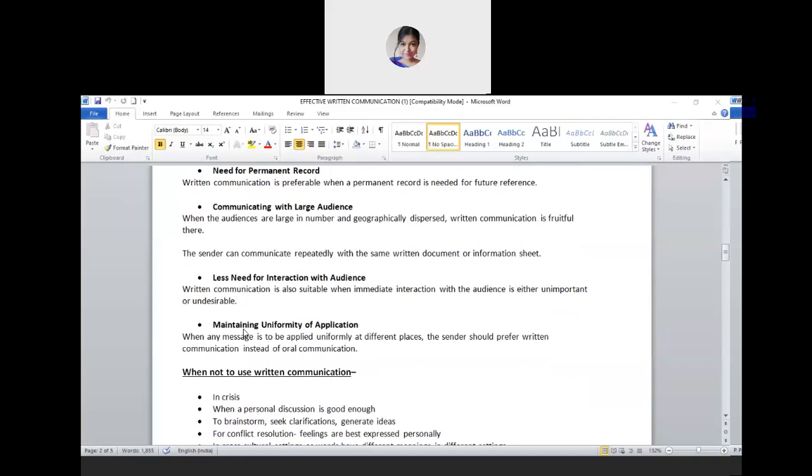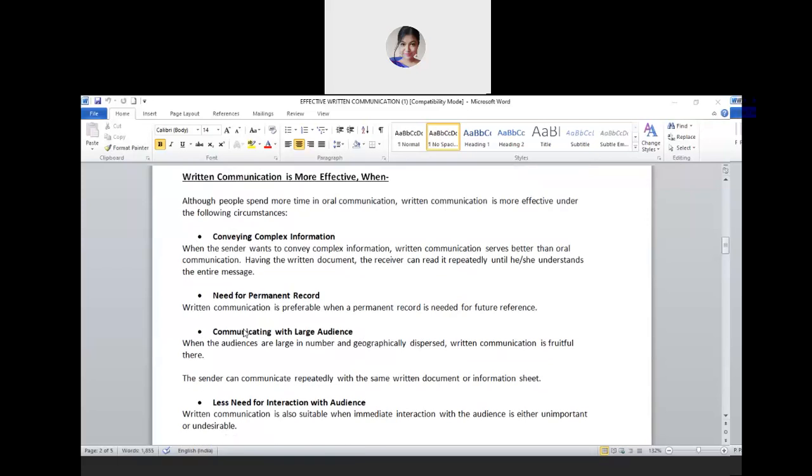Now, this is helpful especially when the sender and the receivers are at different places. So, in that case, you can just write and communicate to share the same information, because in case of oral communication, the message keeps on changing. The words keep on changing. So that is why when you want to share the same information with everyone, you can use the written mode of communication.